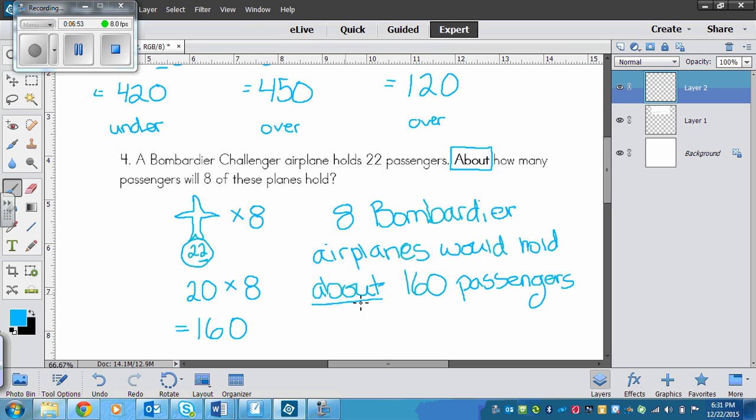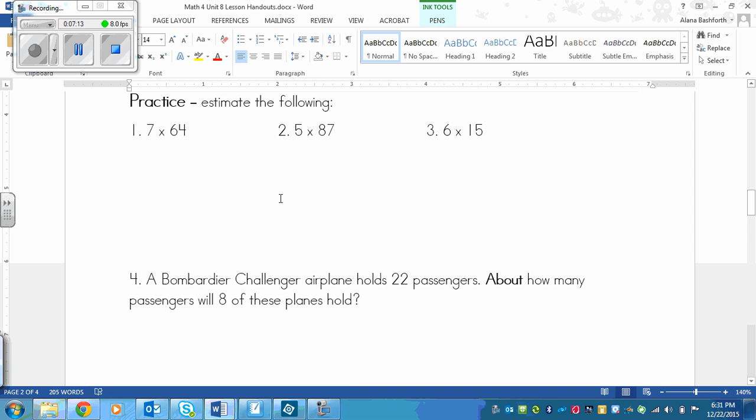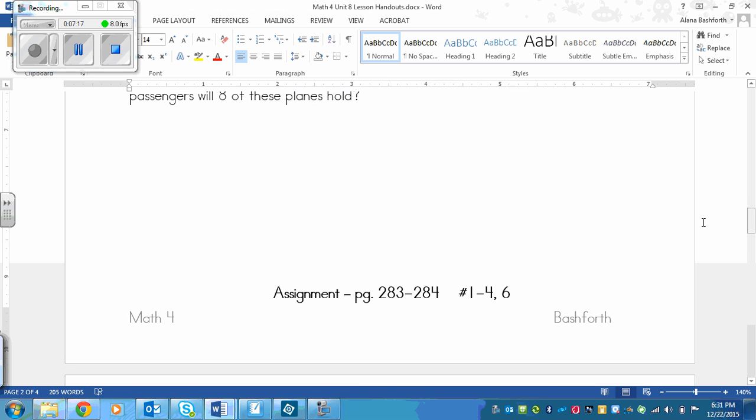So that would mean that 8 Bombardier airplanes would hold about 160 passengers. Now, this word about needs to be included in my sentence that answers the problem, because if I didn't, then I would assume that it holds exactly 160 passengers. So we need to put the about to show that it is an estimate. So that is the lesson and your textbook assignment is page 283 to 284, numbers 1 to 4 and 6. And remember, you're estimating on all of them.